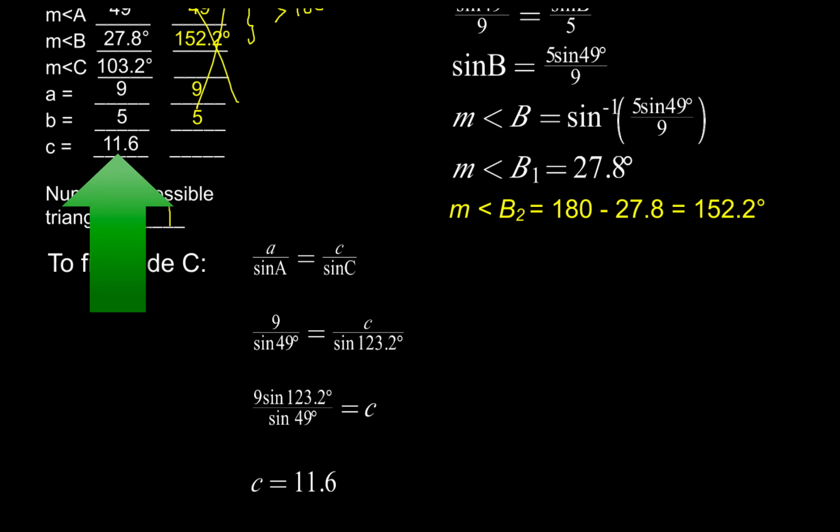So we'll fill 11.6 in our chart for the length of side C, and that's it. We're done with this problem. All right, thanks for watching. If you need some more, we've got examples on no triangles as well as 2 triangles, so be sure you check those out just to make sure you know how to do those as well.